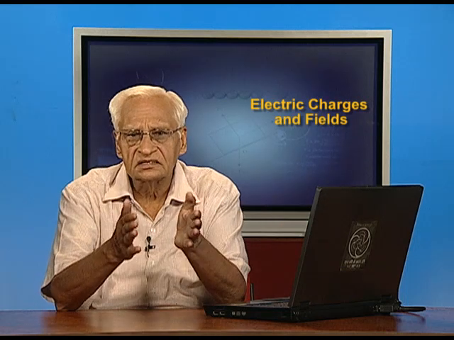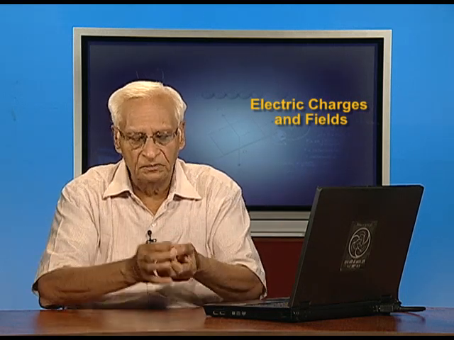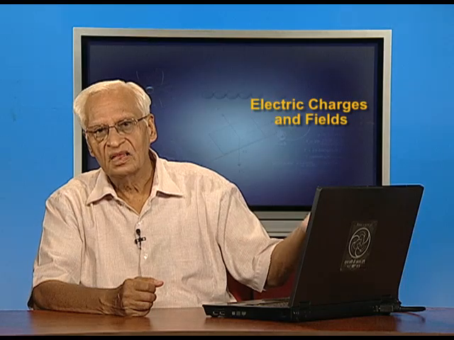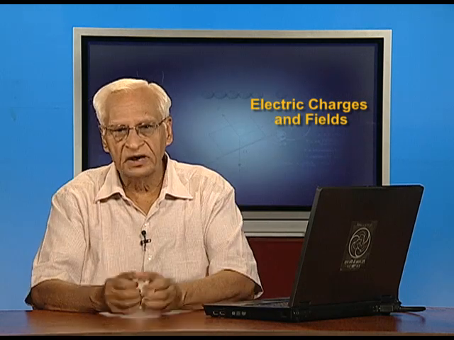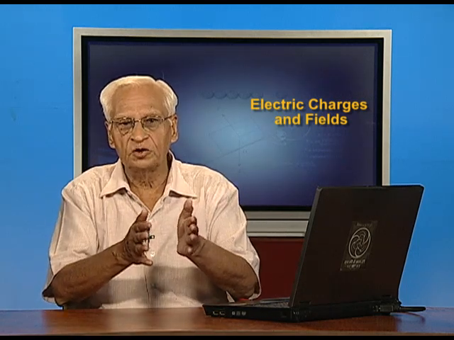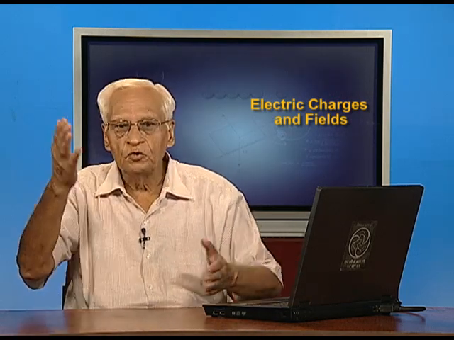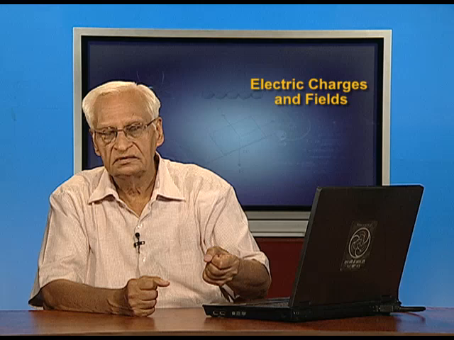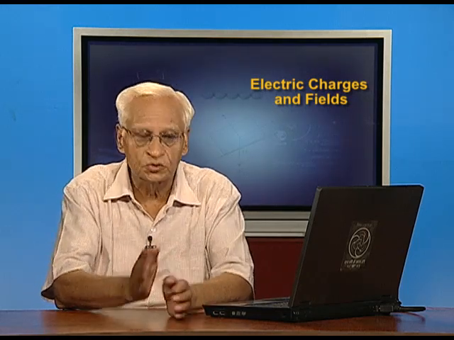You must have done these experiments in class 8 or 7, that you rub a plastic straw with paper to get it charged. You have another straw rubbed with paper, bring them near each other, you will find they repel. On the other hand, if you charge a glass rod rubbed with silk, then the glass rod and the straw, they attract each other. This shows us 2 things.